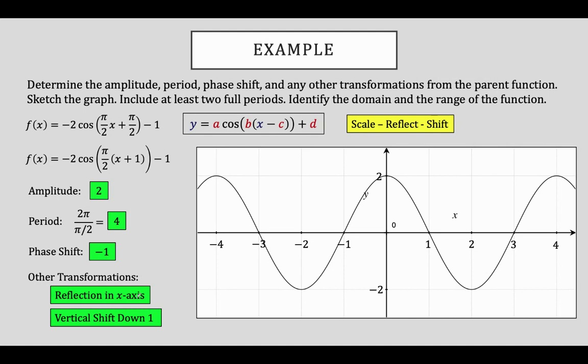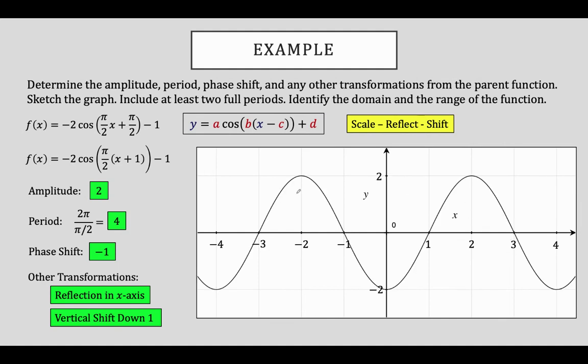We have a reflection in the x-axis. That means every single maximum is going to become a minimum. Every single minimum is going to become a maximum. Take that graph and flip it over the x-axis. There's our reflection, and now we can begin to do our shifts.